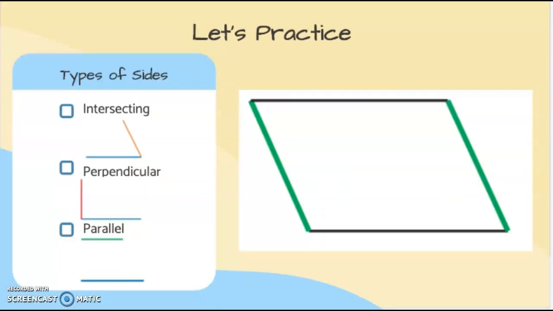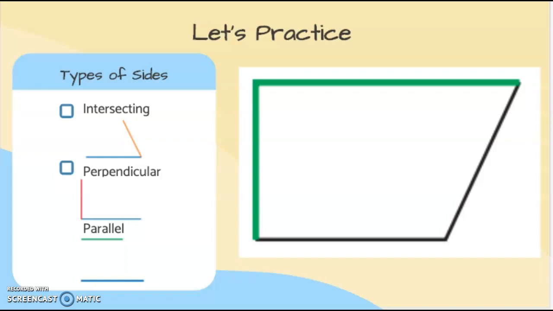Here's another shape. Look at the two green lines. Are they intersecting, perpendicular, or parallel? These have to be parallel because these are never meeting, never touching, and not forming an angle. Parallel lines do not touch.